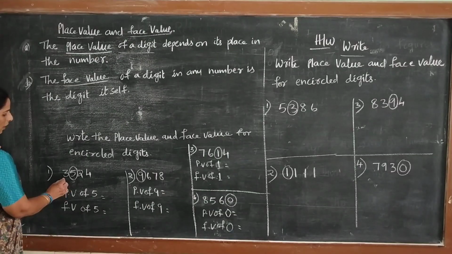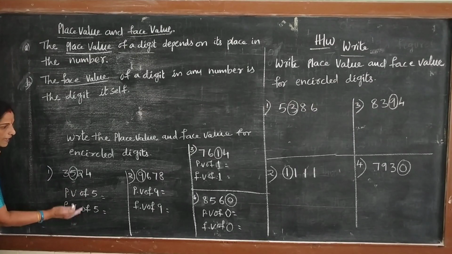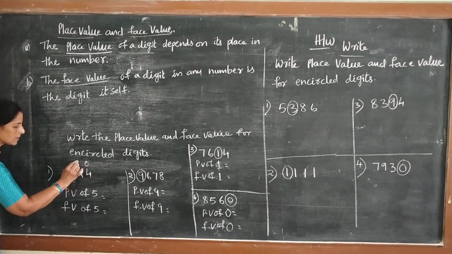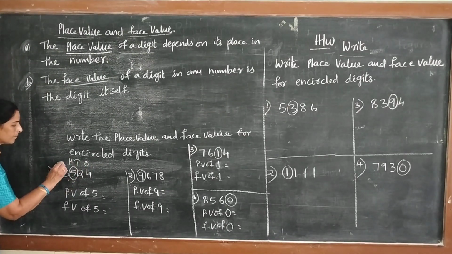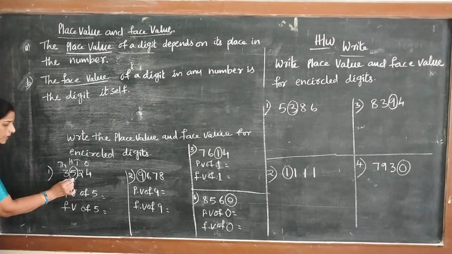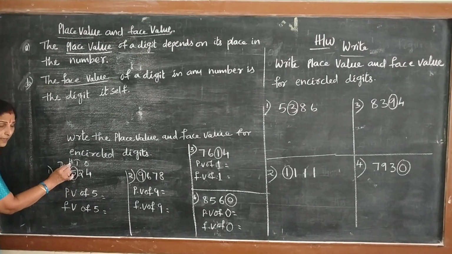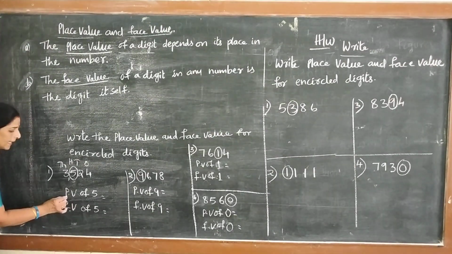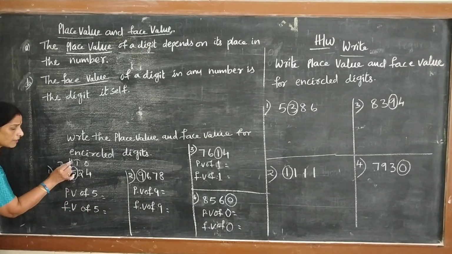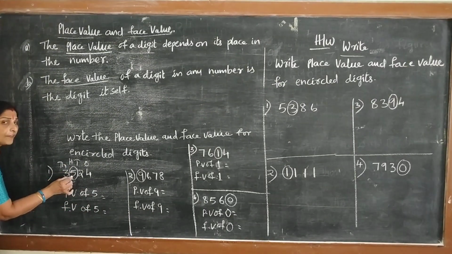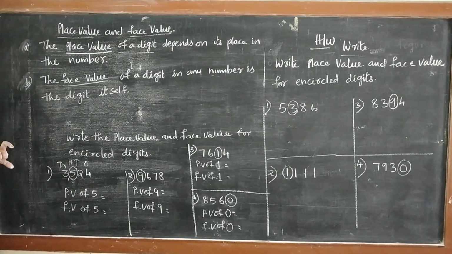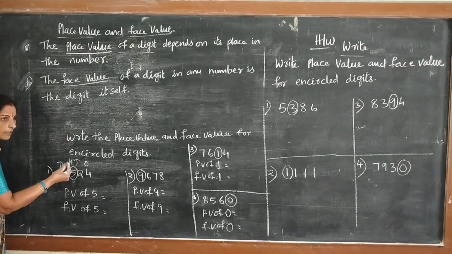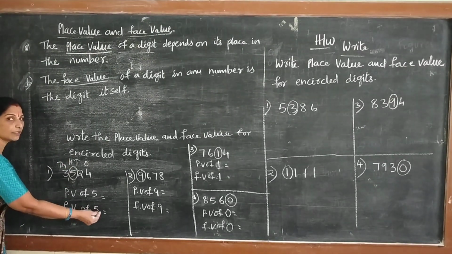Here look, 3,000. Before writing the place value and face value, we have to mention the place value units here: ones, tens, hundreds, comma, thousands. Here, 5 is in the hundreds place. So PV means place value, children, FV means face value. Face means the digit itself, the shape of the digit. Whatever the shape of the digit, we should mention it here as it is.